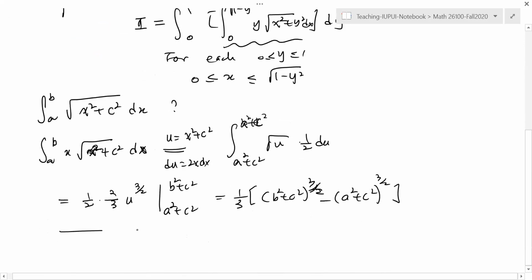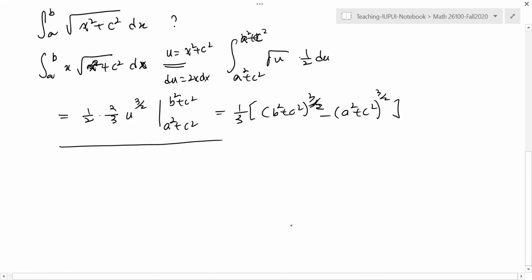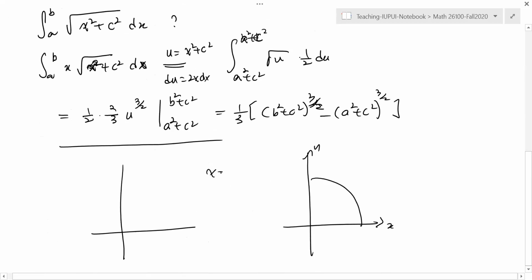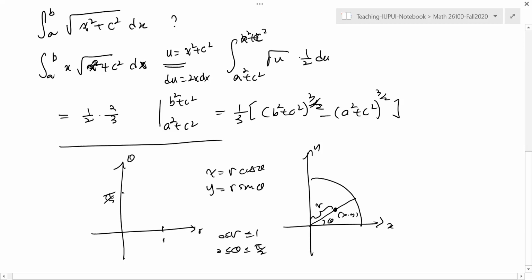So the best way to do it is to use polar coordinates. This is a circle, in the x-axis, y-axis, and here you're going to use x equals r cosine theta, y equals r sine theta. Clearly this is an arbitrary line, and here's a point x and y. Here's an angle, this is r. Clearly r is between 0 and 1, theta is between 0 and pi over 2. So here's 1, here's r, here's theta. So you have a rectangle. That's your D bar.